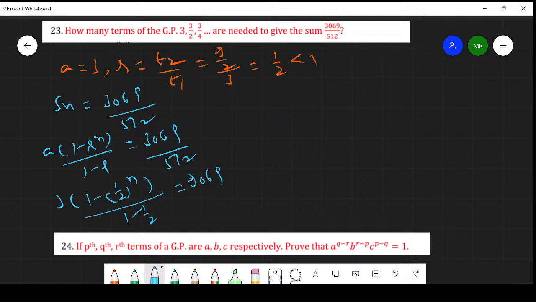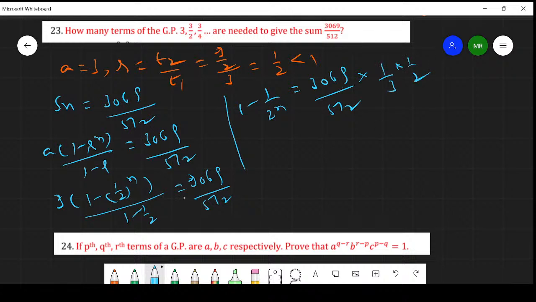equals 3069 by 512. Now if I simplify this, I can take the 3 to this side, so I can write 1 minus (1 by 2) power n equal to 3069 by 512. This 3 I can take as 1 by 3. Here you will get 1 by 2; take this side, it will be into 1 by 2, correct? And 1 minus 1 by 2 is 1 by 2, so the denominator will be 2. That also you do cross multiplication.